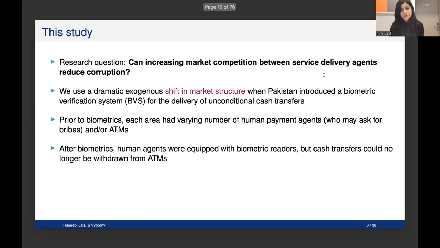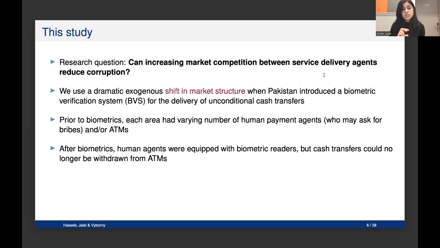After the rollout of biometrics, however, you have to scan your fingerprint and verify your identity. Once the government rolled out this system where you have to prove that your thumbprint matches what they have in the system, you can no longer do that at ATMs, because ATMs are not typically enabled with biometric readers. You now have to go only to a human payment agent. So there's this exclusive reliance on public officials that are contracted by the state to deliver the money, whereas initially you could just go to a machine and it would give you your cash.